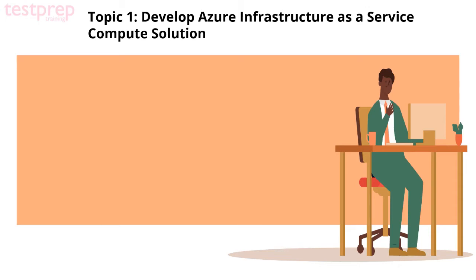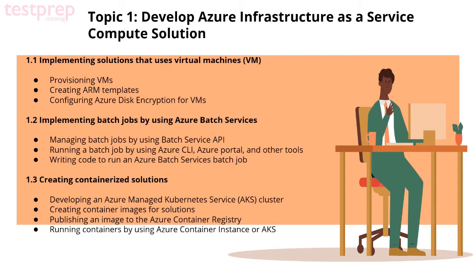Topic 1. Develop Azure infrastructure as a service compute solution. This can be understood in 3 parts. First, implementing solutions that use virtual machines, VM. It is divided into 3 parts: Provisioning VMs. Creating ARM templates. Configuring Azure Disk Encryption for VMs.